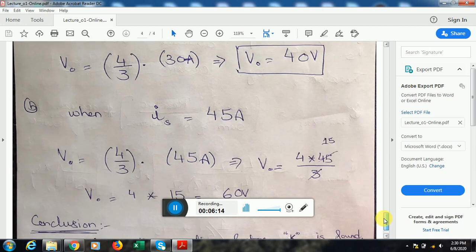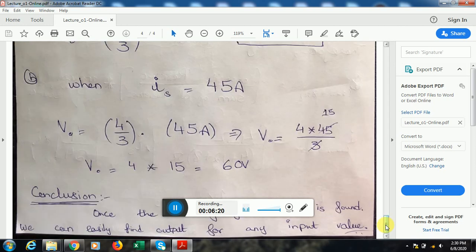Now in the next scenario, I insert the given value 45 ampere. By plugging in the 45 value and doing some basic mathematics, we get to know that now the output voltage is 60 volt. So the bottom line, or the conclusion of this topic, is that we have to find the scaling factor and then insert the values of the input, and the output is linearly related, that is directly proportional with some k factor. Once the k factor is found, we can easily find the output or the effect at different input or source values.